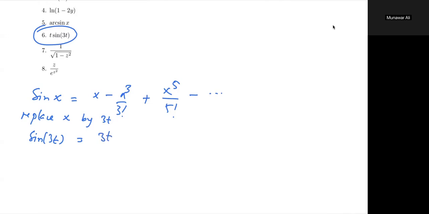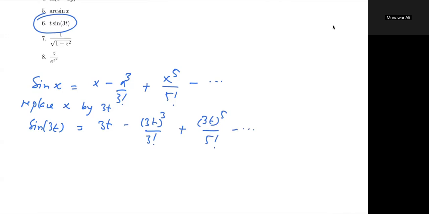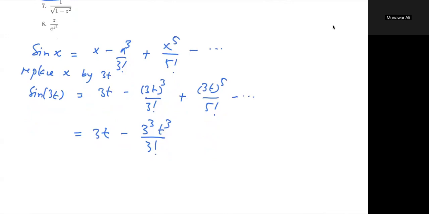So 3t minus 3t cubed divided by 3 factorial plus 3t to the 5 divided by 5 factorial, and so on. If you want to simplify, you can, but it's better to simplify. So 3t minus, you can write this thing as 3 cubed t cubed over 3 factorial. If you don't want to simplify further, 3 to the 5 t to the 5 over 5 factorial, and so on.